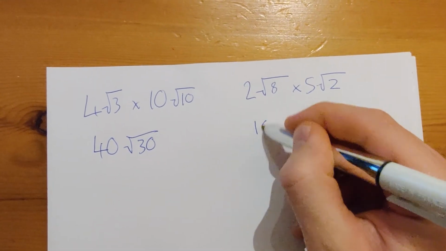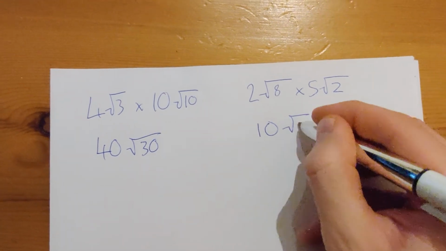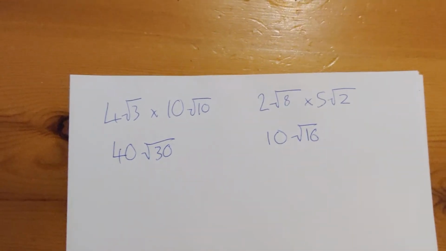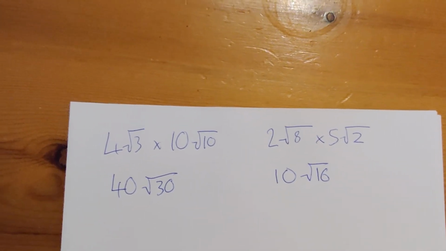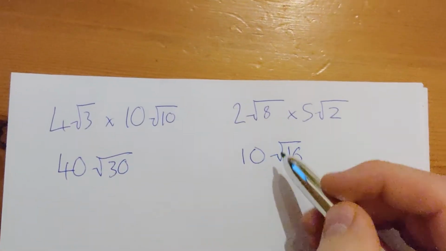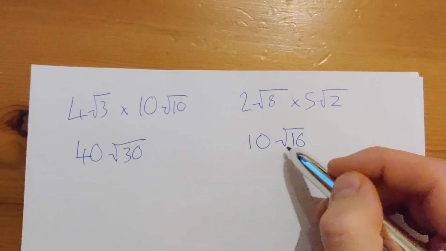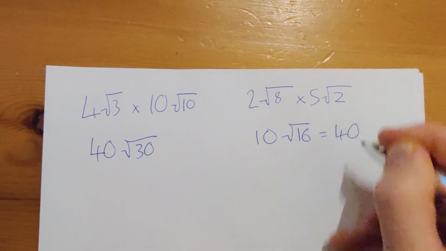Here's another one. I've got 2 times root 8 times 5 times root 2, which is just going to give me 10 for the 2 times 5. The root 8 times the root 2 is root 16. Have you spotted it though? What can you notice in there? We've got a square number inside a square root. Root 16 is 4, so it's just 10 times 4, which is going to be 40.